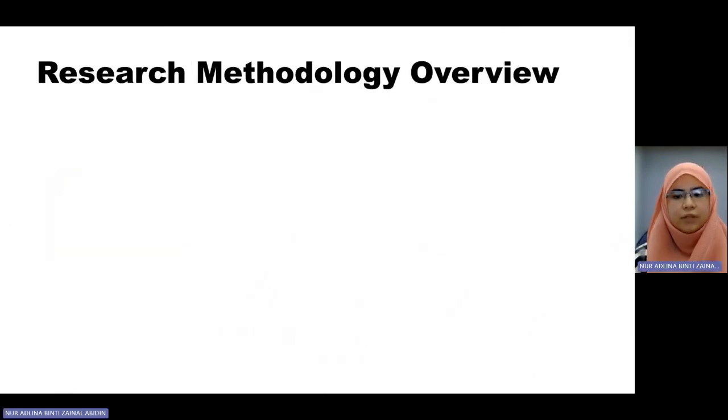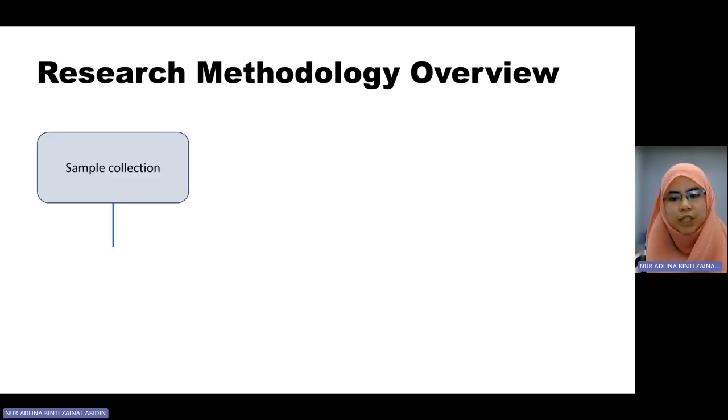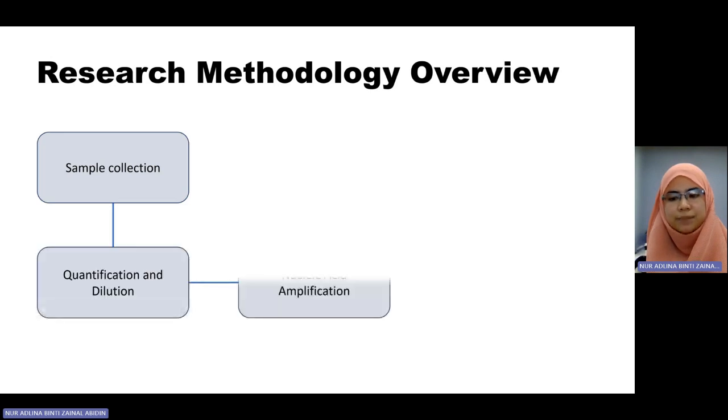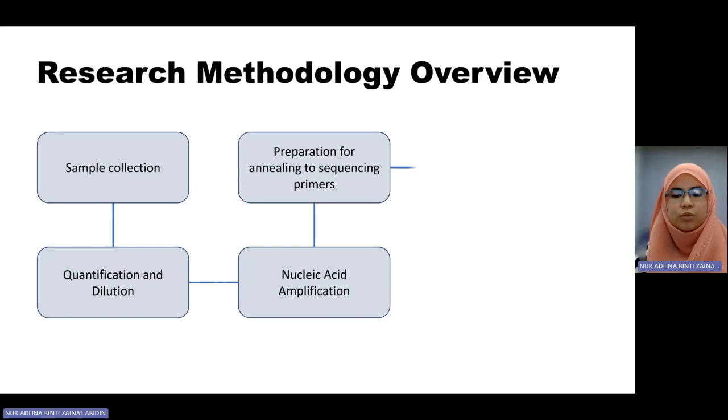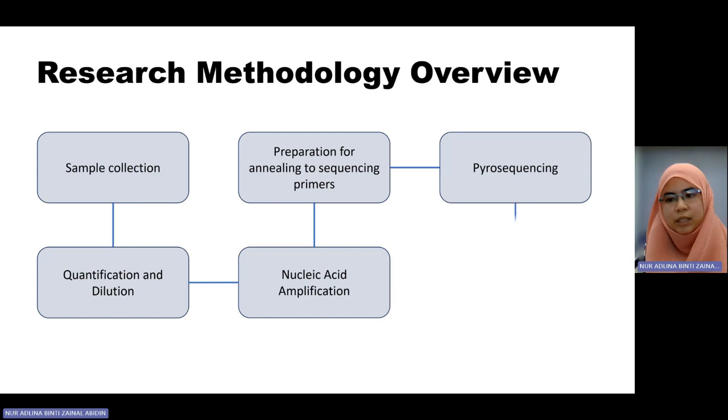Here we have the overview of the research methodology that will be carried out for the investigation. We will start with sample collection, which will be based off a few criteria for selection and in the form of extracted DNA. Then we will quantify and dilute the DNA accordingly for nucleic acid amplification. In this step, we will use commercial PCR primers from the QIAGEN KRAS Screen KRAS Pyro Kit. Once PCR is done, the product will then undergo preparation for annealing to sequencing primers before being loaded into the sequencer for pyrosequencing. And lastly, the data will then be analyzed accordingly using software like ANOVA and PyroMark Q24 software.